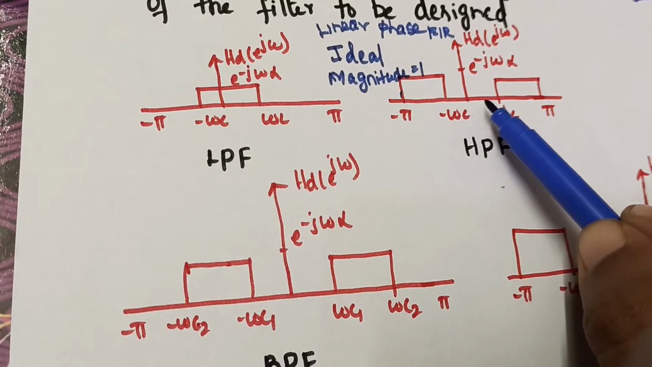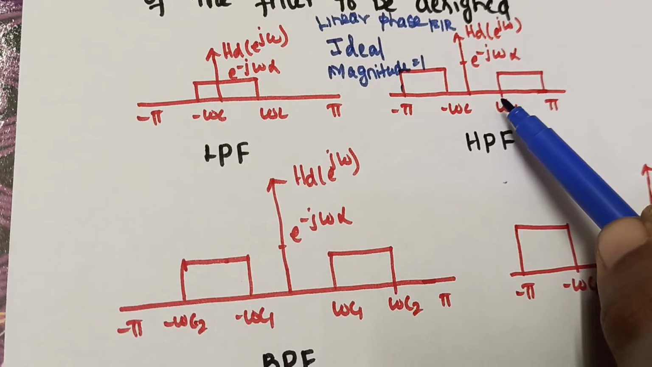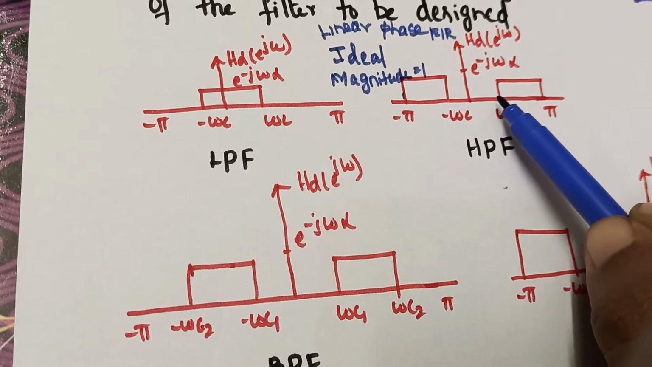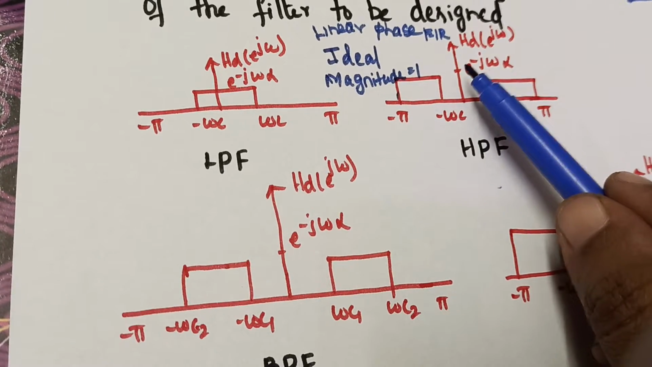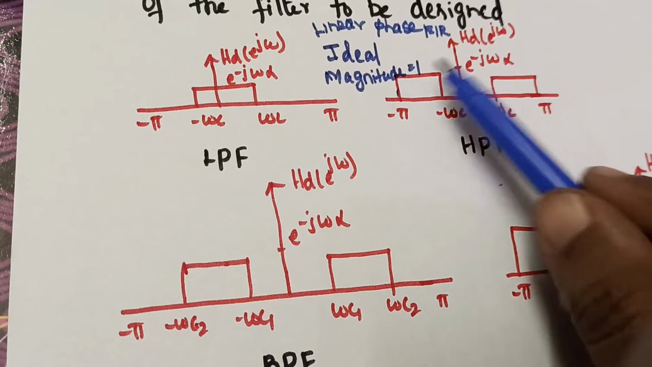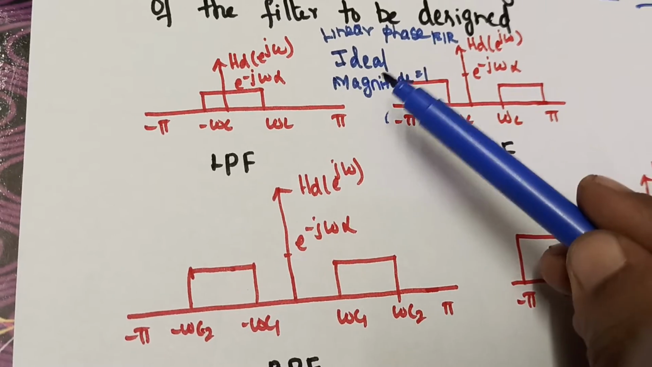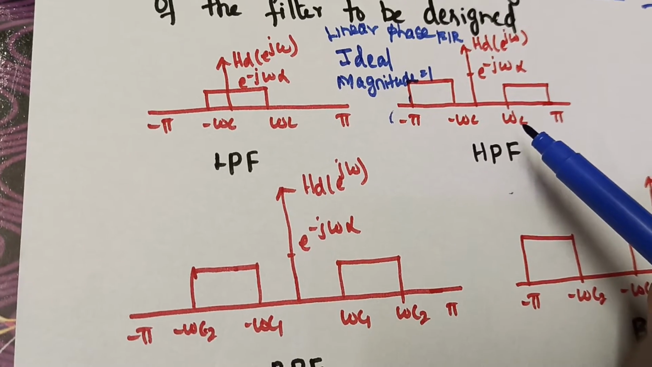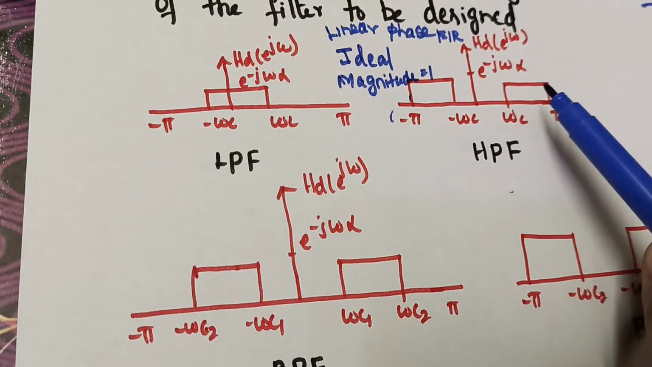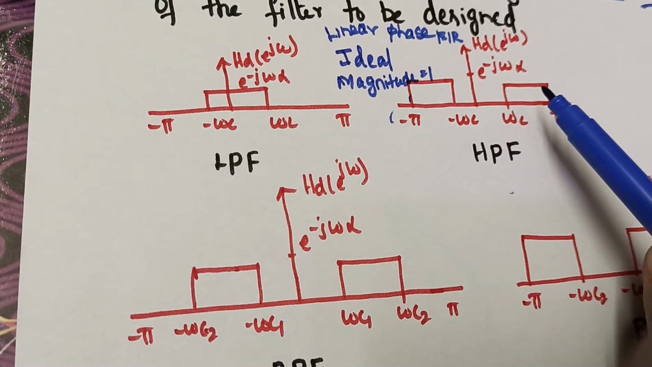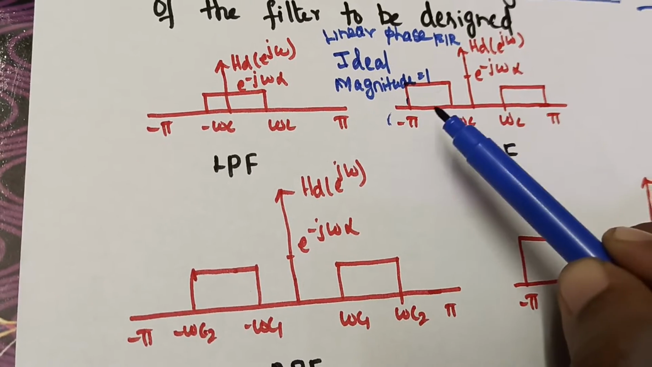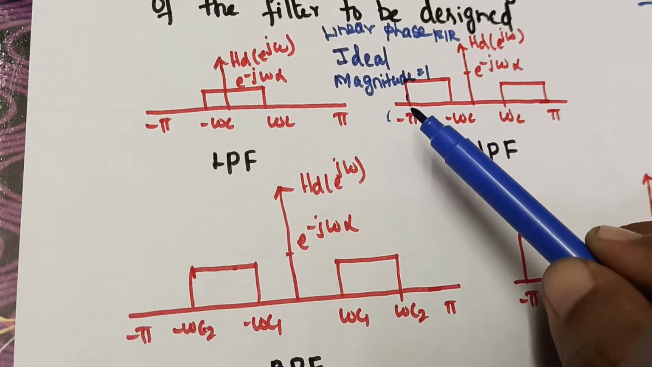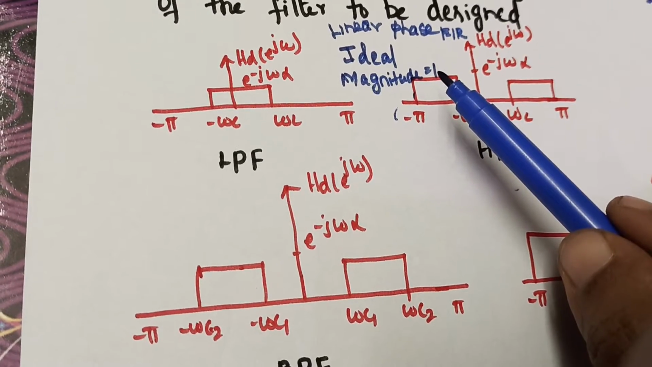That is, it rejects all the low frequencies till this cutoff frequency, and as soon as this cutoff frequency is reached, its magnitude becomes equal to e power minus j omega alpha in case of linear phase, and ideally we can take the magnitude as 1. So from omega c to pi, its magnitude is going to be e power minus j omega alpha. This is the same for the other side, negative side. From minus omega c to minus pi, its magnitude is e power minus j omega alpha.